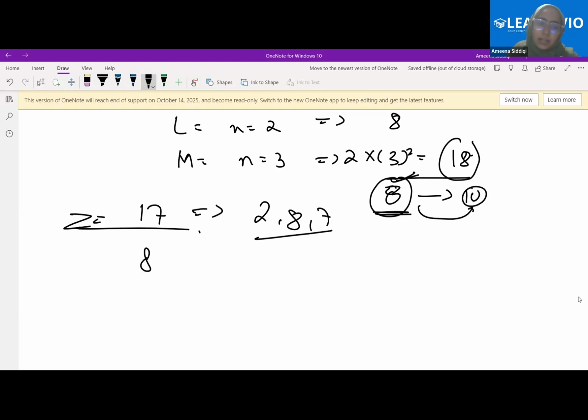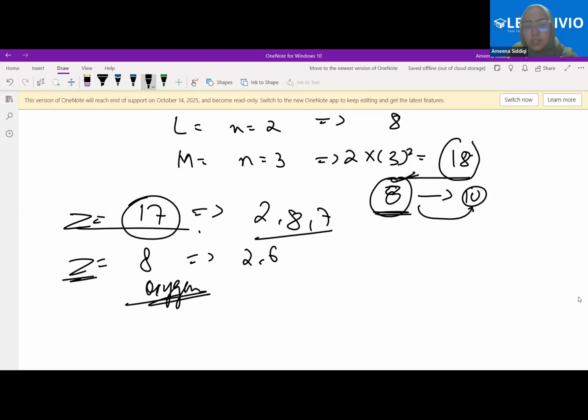If I have it as 8, the atomic number is 8. What is this element with the atomic number 8? Oxygen. Excellent. Yes, it is oxygen. What is the element with the atomic number 17? Chlorine. Yes, chlorine.